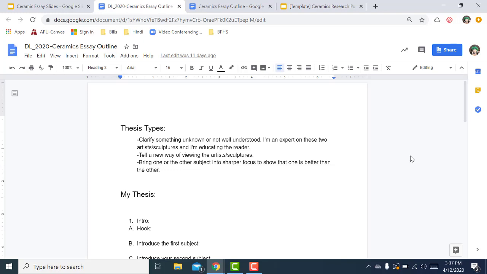Now, I put this on here for you guys to look at. These are the different types of theses you can use for an essay, not just to compare and contrast, but any other type of essay. But I want to go over what each of these means and try to explain them just a little bit better. So first things first, let me just show you what I'm going to be writing about.